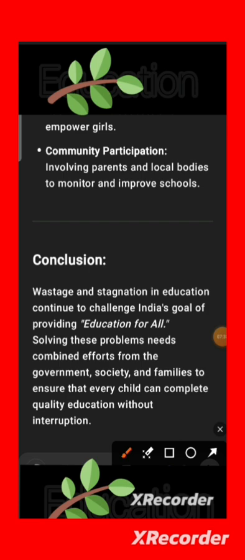So often stagnation leads to wastage. When children keep failing, they eventually lose interest and drop out. Both issues damage the efficiency of the education system and slow down national development. Wastage and stagnation in education continue to challenge India's goal of providing education for all. Solving these problems needs combined effort from the government, society and families to ensure that every child can complete quality education without interruption.